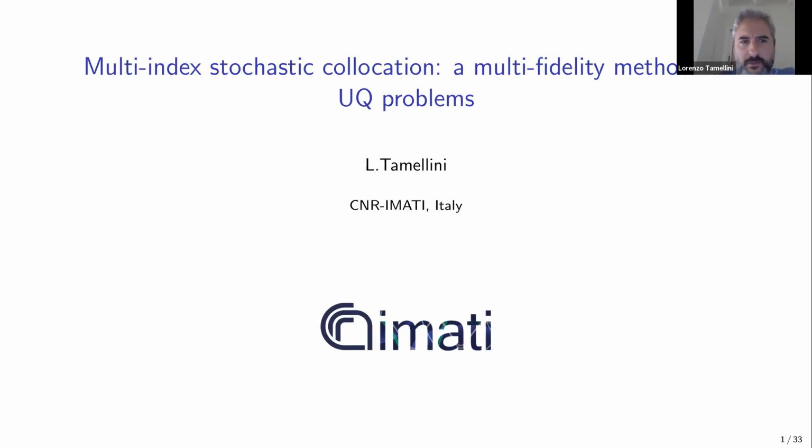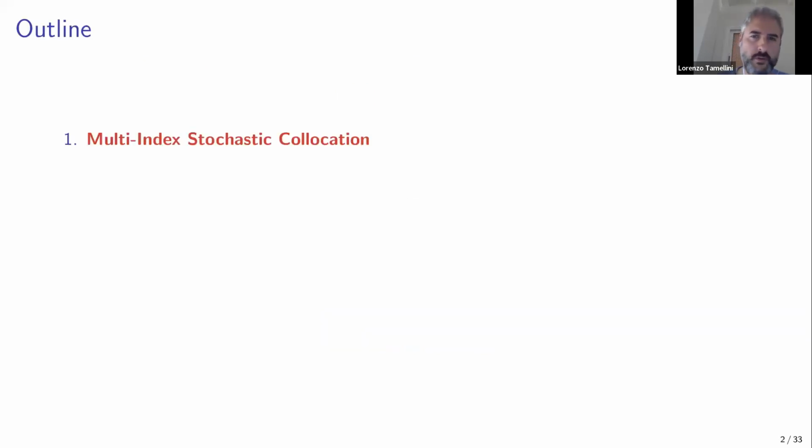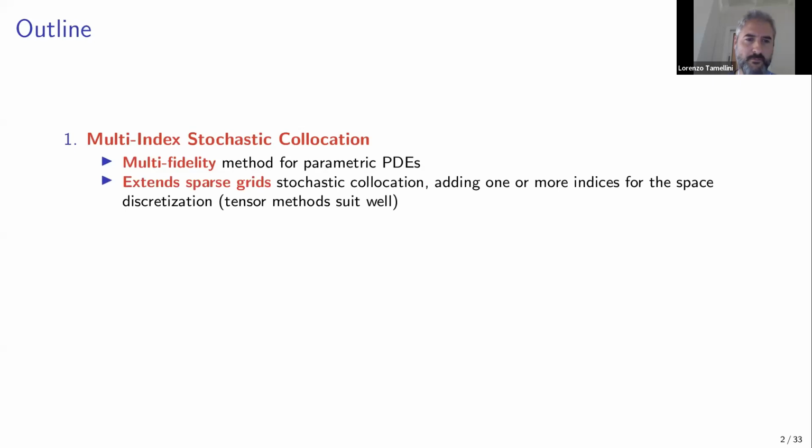So you have the title here on this slide. It's multi-index stochastic collocation, which is, as the title says, a multi-fidelity method for uncertainty quantification problems. Here's the outline of my talk. First, I will introduce multi-index stochastic collocation, the method, which is a multi-fidelity method for parametric PDEs. The too long didn't read version of it is that MISC, multi-index stochastic collocation, in practice extends the well-known sparse grid stochastic collocation method for UQ by adding one or more indices for the spatial discretization. So in the same machinery of sparse grids, you also now throw in control on the mesh size, on the step size, and possibly other discretization hyperparameters.